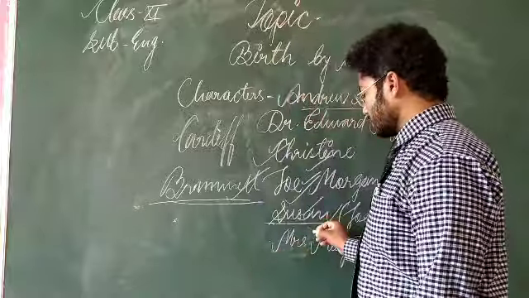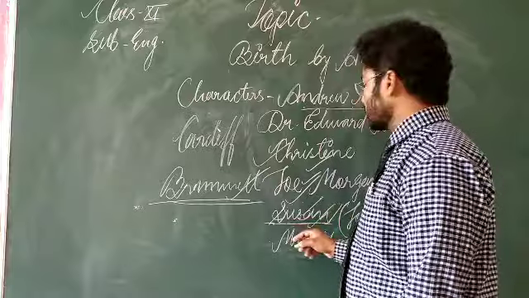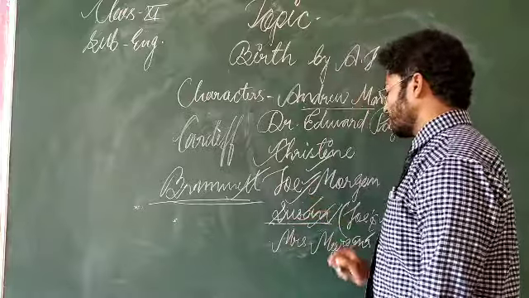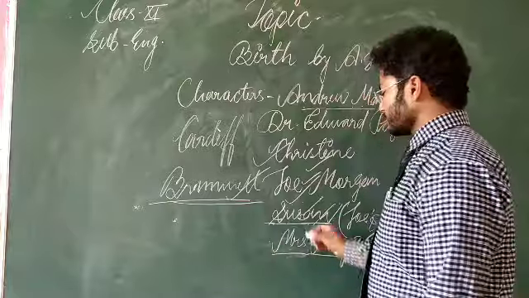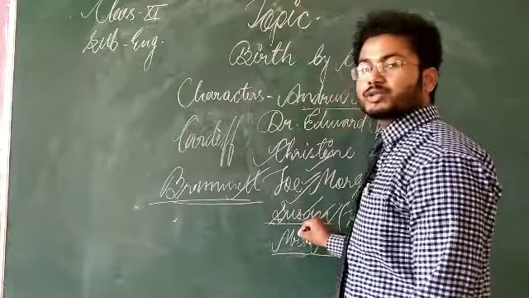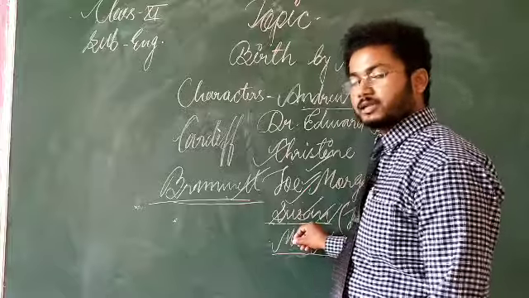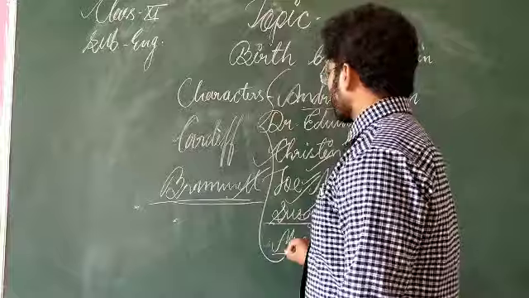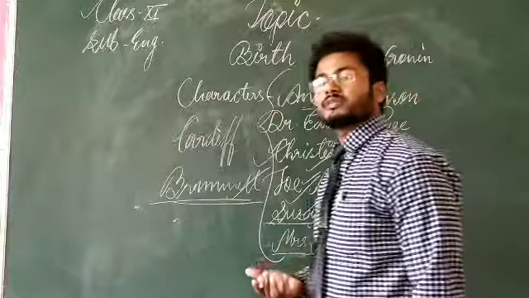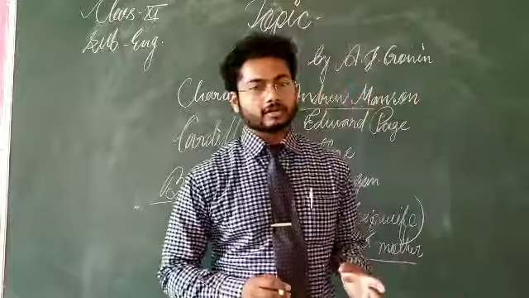Next character is Suzanne. As I told you, she is Joey's wife and Mrs. Morgan's mother. Suzanne's mom was also there in the hospital. So these are the characters. Now let me tell you something about the summary of this chapter.